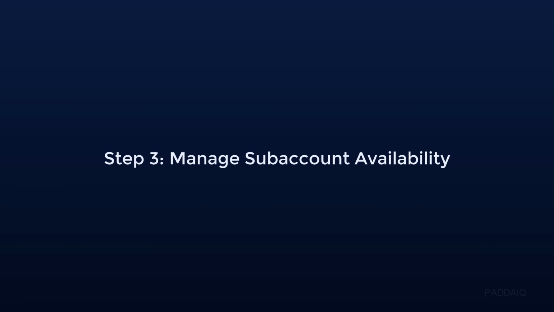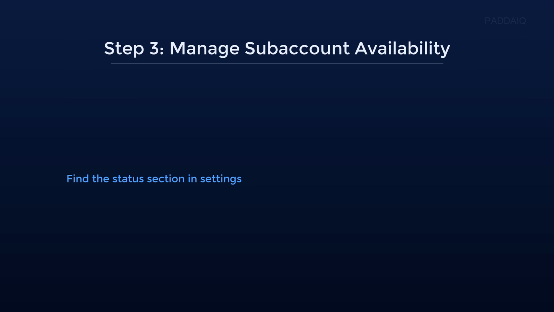Step 3. Manage your subaccount availability. Find the status section in Settings. This is where you check if your subaccount is running properly or experiencing issues. For example, if your application is slow, you can look here to see if there's a system-wide problem. Regularly monitoring this helps ensure your services remain available to users.